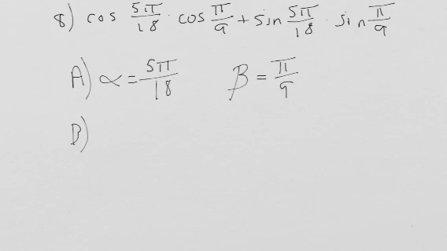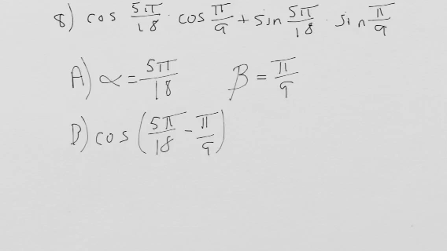All right, for part B, they want us to write this as one angle. So that means essentially what I need to do is cosine of 5 pi over 18 minus pi over 9. I'm reversing the formula back the other direction.